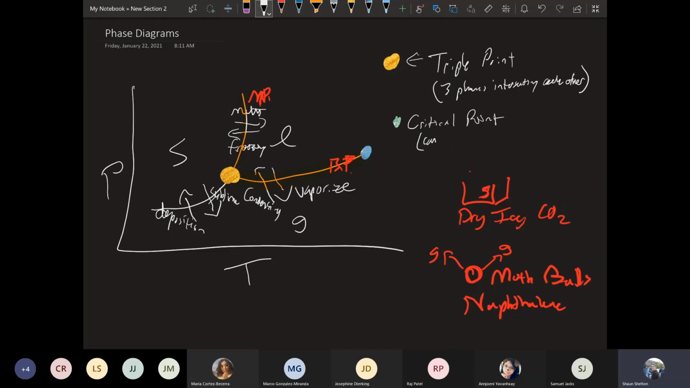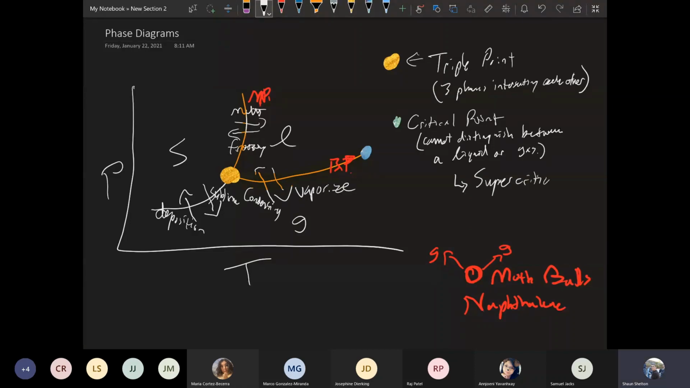So you cannot distinguish between a liquid or gas. So we have a special name that we call that. We call this a supercritical fluid. So that's what that's called, is a supercritical fluid.